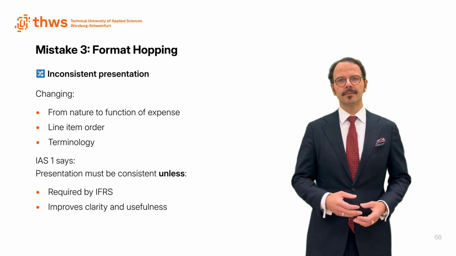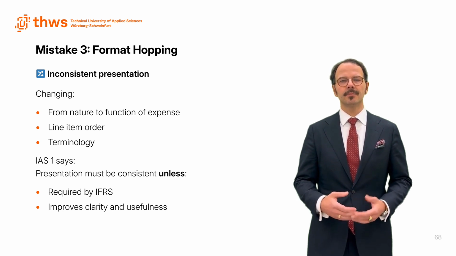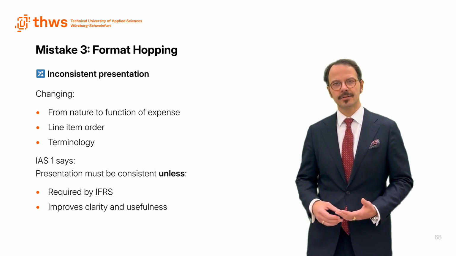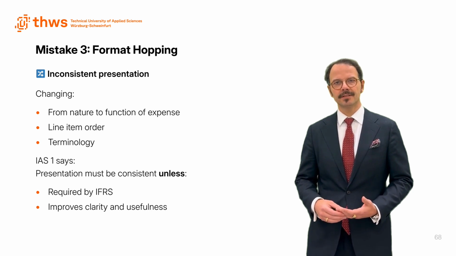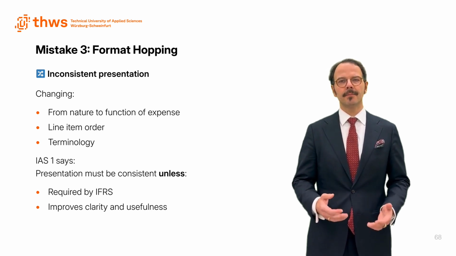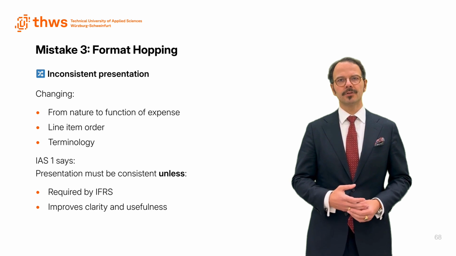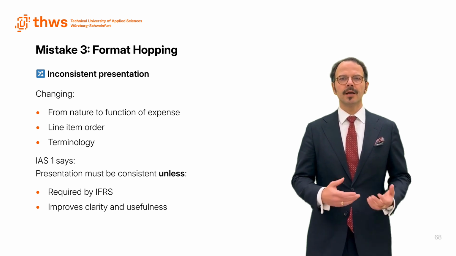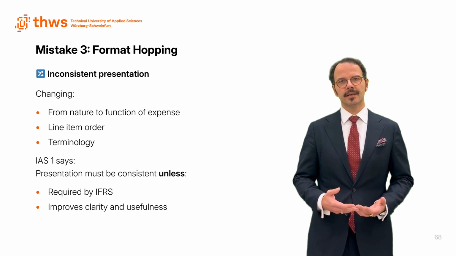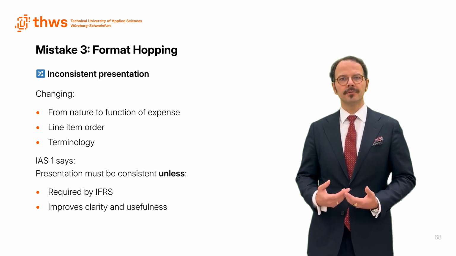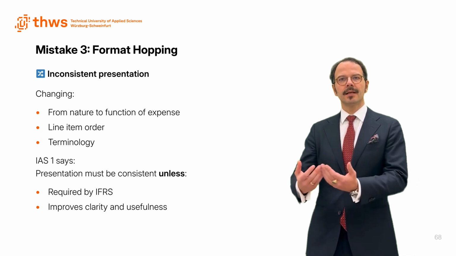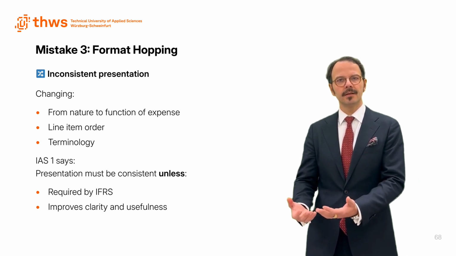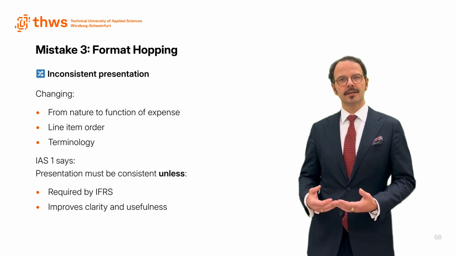This one is simple and dangerous. Companies change their presentation. One year they show expenses by function, next year by nature. Then they shuffle line items around and rename half the statements. IAS 1 says be consistent. Only change your presentation if it's required by a new standard or it clearly improves how useful the information is. Otherwise, stick with the format. Users need comparability, not a new layout surprise every year.